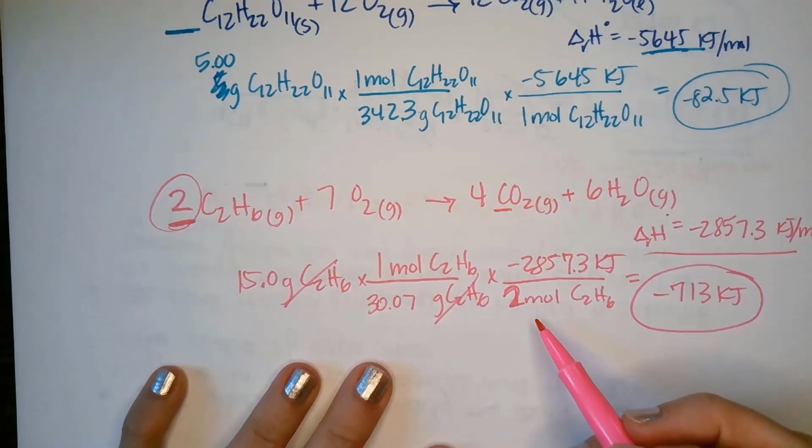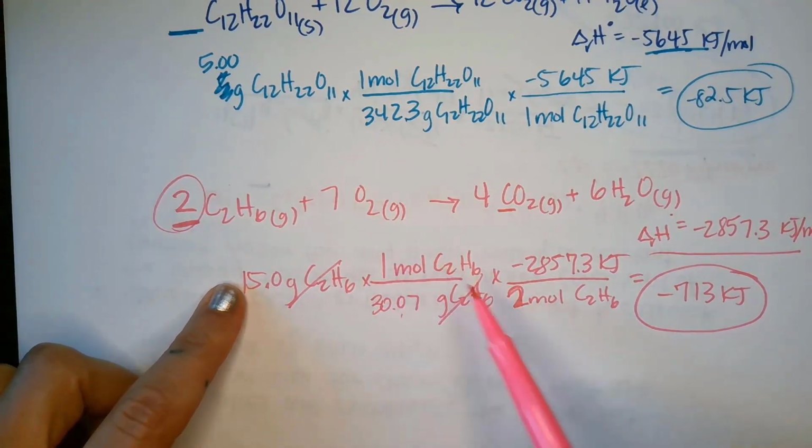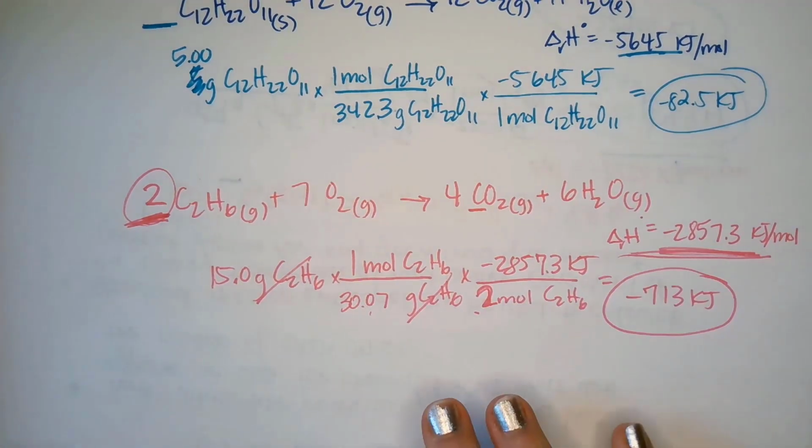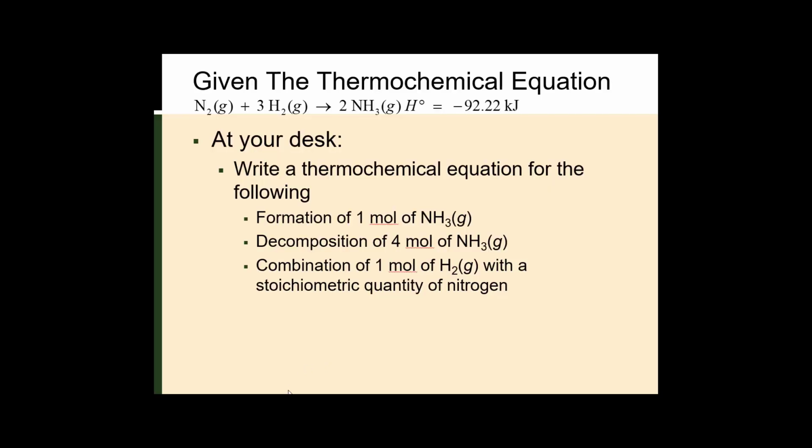Okay, so this was grams to moles. For every 2 moles of ethane, this is how much energy is produced. Good work. Hopefully you're feeling good about this. We're going to do a little bit of practice writing thermochemical equations. So I want you to try to practice to write the thermochemical equation for the following.